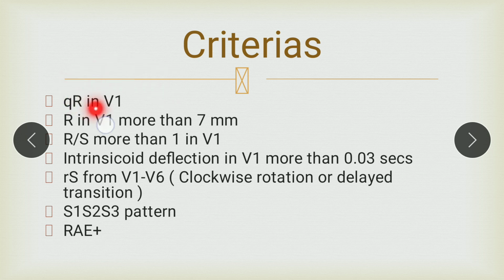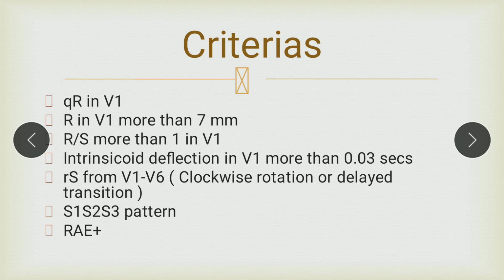The first criterion says the presence of a QR complex in V1, that is a small Q wave and a tall R wave. Next criterion, the R wave in V1 will be more than 7 millimeters. We have seen that the R wave is very small in V1 and gradually increases as we move from V1 to V6. But in case of RVH, the R wave in V1 itself will be very tall, that is, more than or equal to 7 millimeters. Since the R wave is tall, the S wave will be shorter, so the R by S ratio will be more than 1.